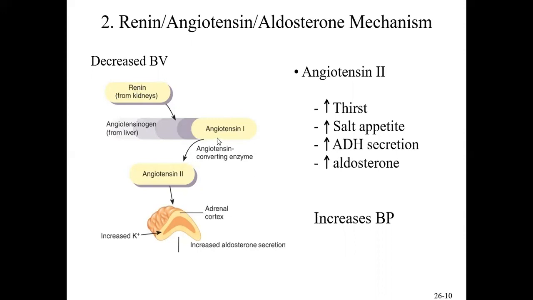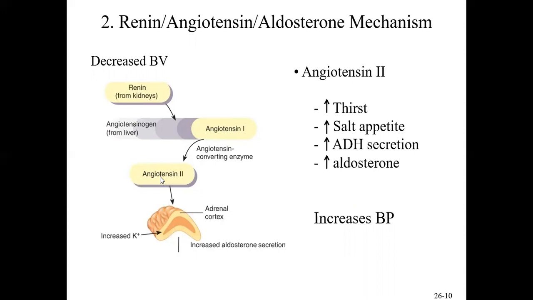Then if you remember, angiotensin converting enzyme is a chemical from the lungs. Actually, lung cells, pneumocytes, produce this, and that converts angiotensin 1 to angiotensin 2. The angiotensin 2 triggers the adrenal cortex to produce aldosterone. It also has other effects.